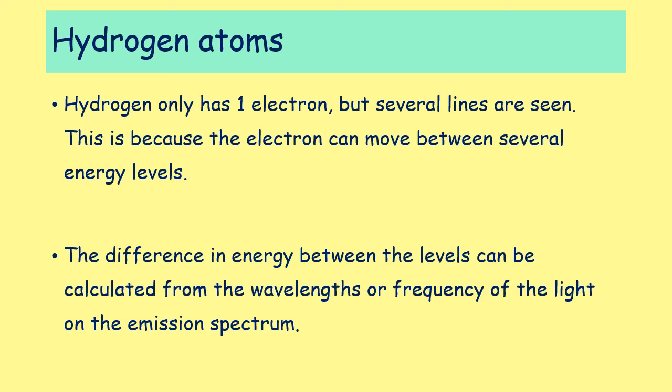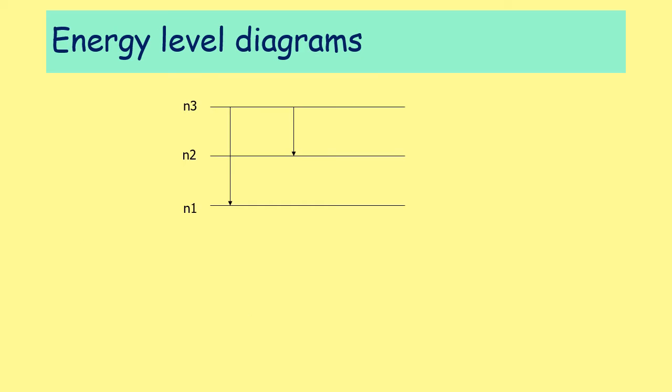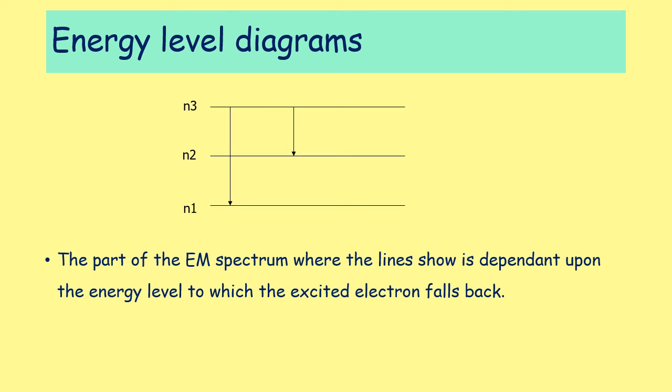So whenever we take a hydrogen atom and excite it, its electron can move to higher energy levels. And then when that electron falls back down, we get different photons depending on which energy level the electron falls to. For example, we can get a transition in hydrogen from the third energy level to the first, or from the third to the second, or from the second to the first. Each one of those would give a different wavelength.